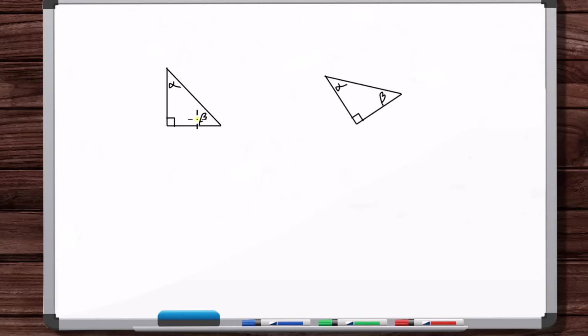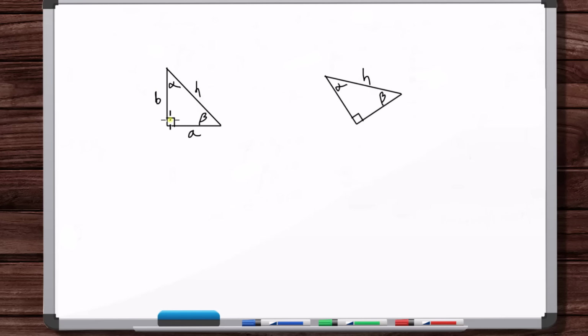Okay, now we know from geometry that the side that's across from the 90-degree angle of a right triangle is called the hypotenuse. So we'll label that H. The length of that side is H. And then you also have the two legs, and we'll label those A and B.